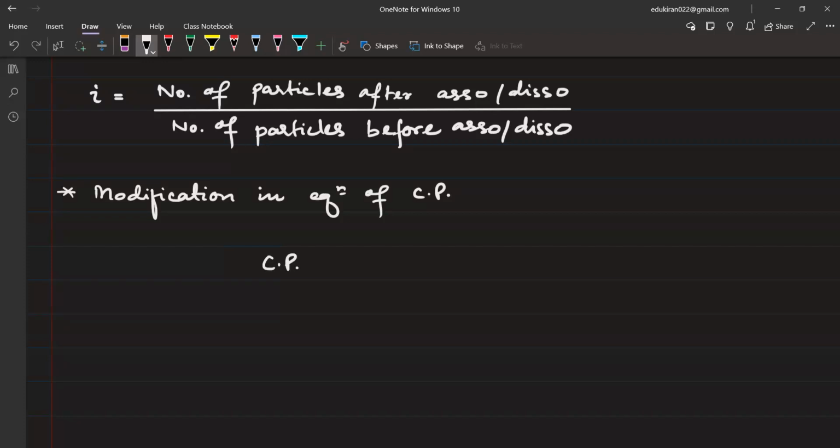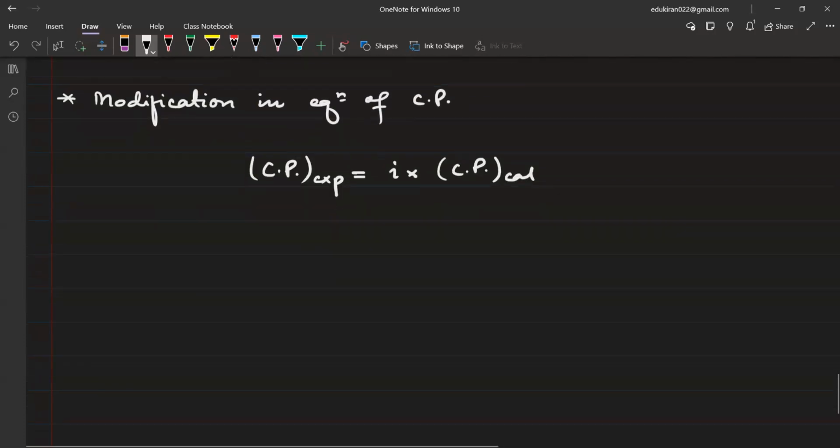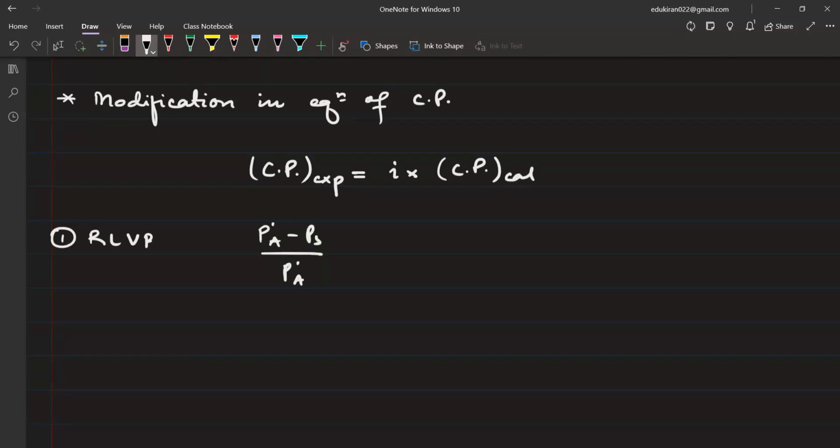So the colligative property that is given to you, delta TB, delta T or anything, is experimentally determined. It will be equal to i into whatever the formula is. For example, osmotic pressure: CRT comes here. Now, number one is relative lowering of vapor pressure: (P naught A minus PS) divided by P naught A is the experimentally determined thing. This will be equal to i times chi B.